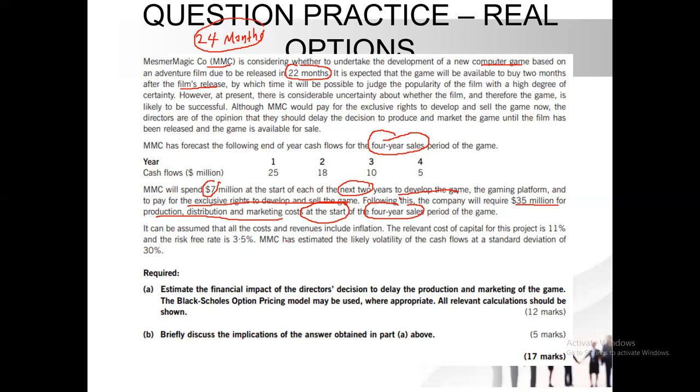It can be assumed that all the costs and revenues include inflation. The relevant cost of capital for this project is 11%, and the risk-free rate is 3.5%. MMC has estimated that the likely volatility of the cash flows is a standard deviation of 30%. Required: estimate the financial impact of the director's decision to delay the production and marketing of the game. What's the financial impact of this right to delay? The Black-Scholes option pricing model may be used where appropriate.